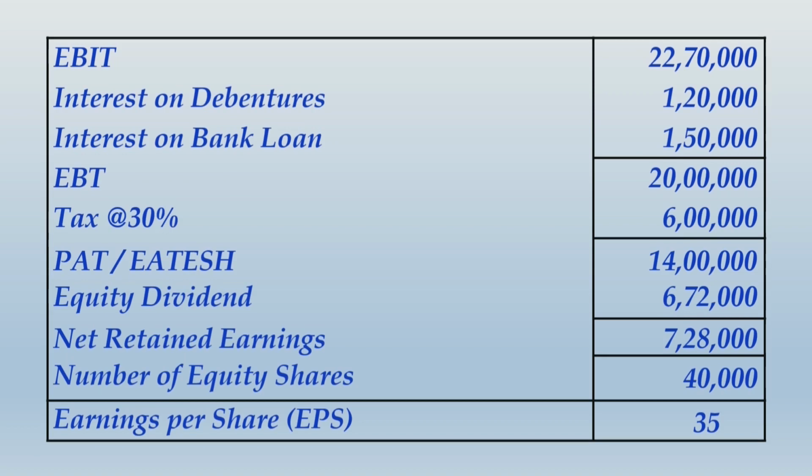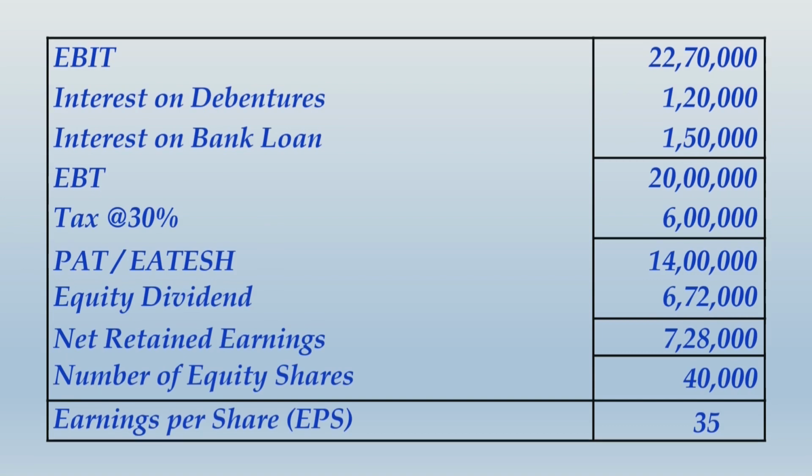Now we have two components of long-term borrowings. One is debentures and one is bank loan. So interest on debentures and interest on bank loans is subtracted. If you are wondering from where we got these amounts of interest on debentures and bank loan, these are basically the nominal values of this debenture and bank loan which is stated in the balance sheet, along with the interest rate also mentioned over there.